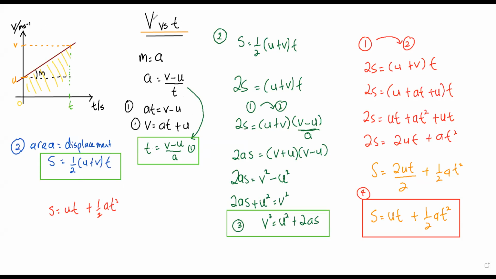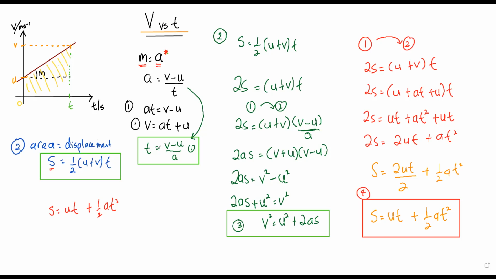When we sketch a graph of velocity against time, the gradient of the graph is actually acceleration. Remember that. When you have a graph of velocity against time, the gradient represents acceleration. And then the area under this graph is actually the displacement or distance.